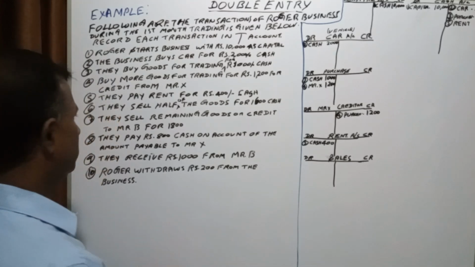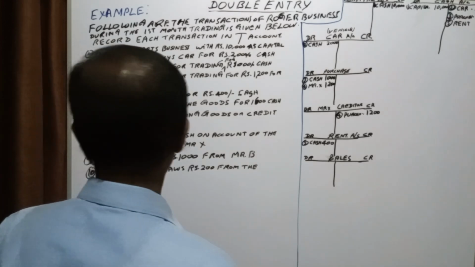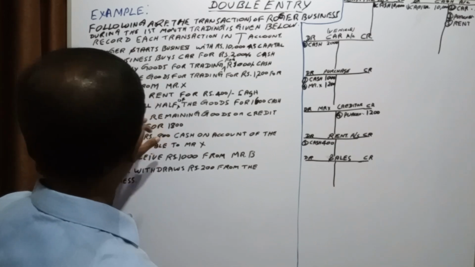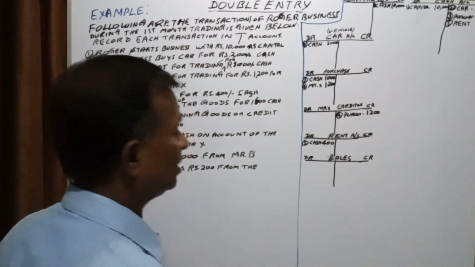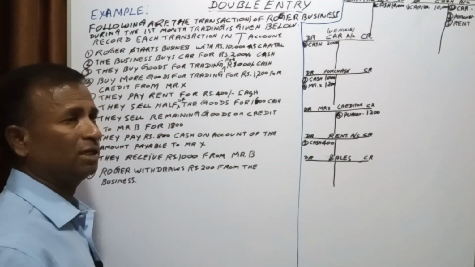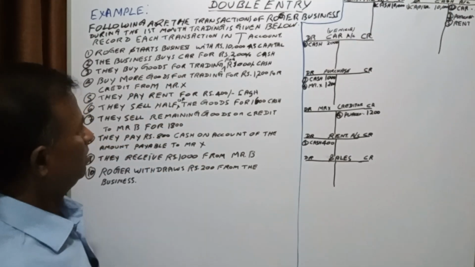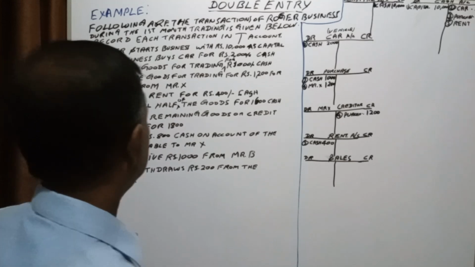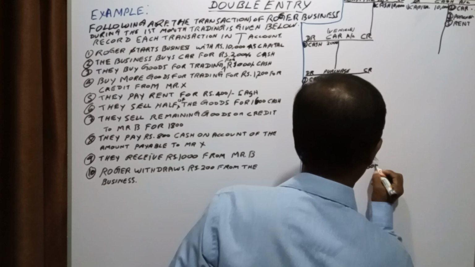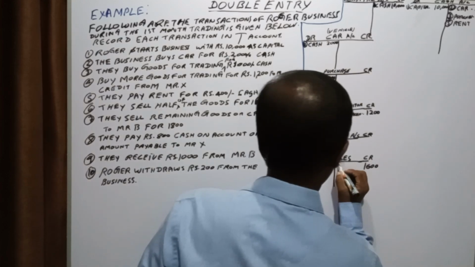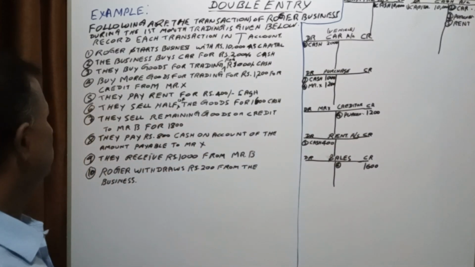What are the affected accounts? First of all, you have to identify what accounts get affected. They sell half of the goods for 1,600. Sales, it is a revenue. Sales means revenue. Revenue always has the credit entry. Then you will pass a credit for 1,600. Number 6. This is how.